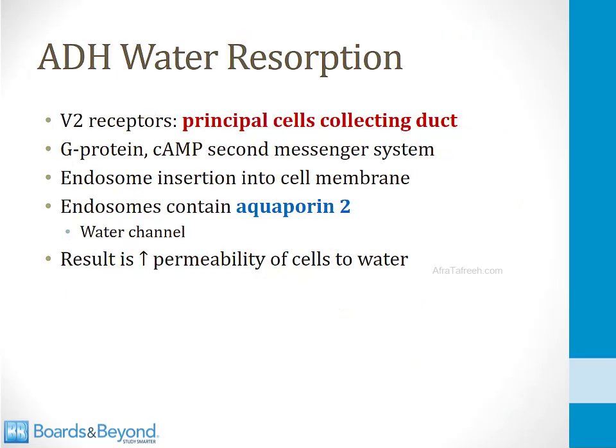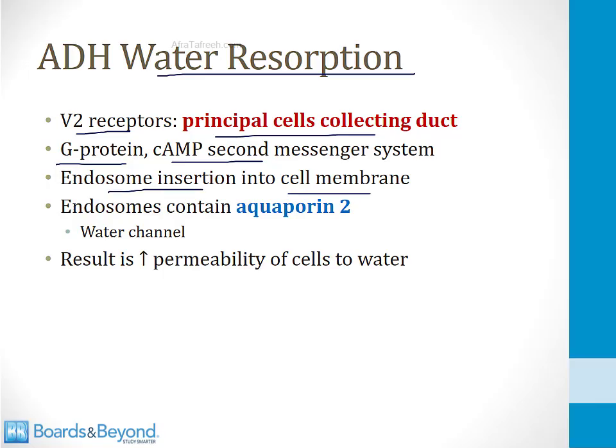The way that ADH stimulates water resorption is by acting on V2 receptors in the principal cells of the collecting ducts. These receptors are G-protein linked with a cyclic AMP second messenger system, and once the V2 receptors are activated by ADH, an endosome is inserted into the cell membrane. I'll show you a picture of that in a second. The endosomes contain a water channel called aquaporin 2, and as a result of these channels being inserted into the principal cells, there's more permeability of those cells to water.